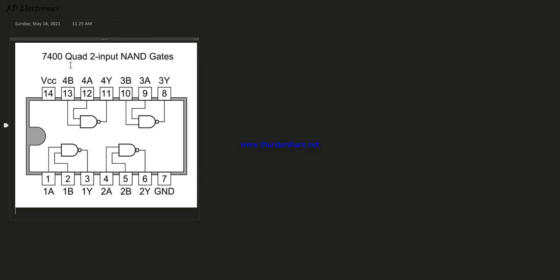First of all, this is 7400. The name is quad. Why quad? There are 4 NAND gates available, and each gate is a 2 input NAND gate. Pins 1 and 2 are inputs, 3 is output. Pin 7 is ground and pin 14 is connected to plus VCC. And this is the notation on top of the IC, this is a symbol.